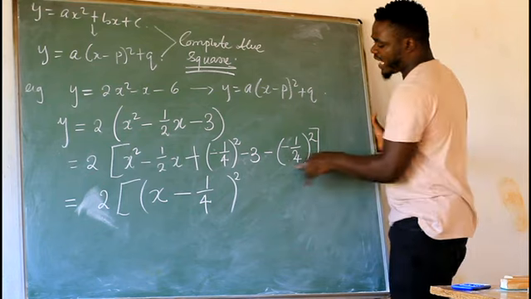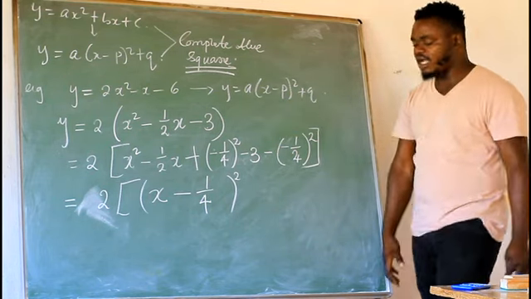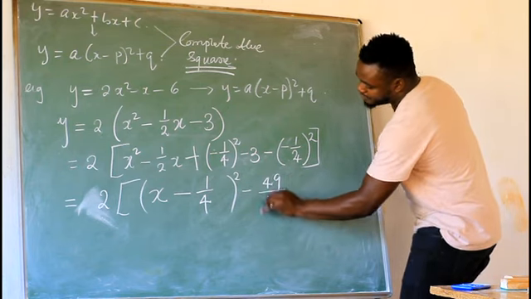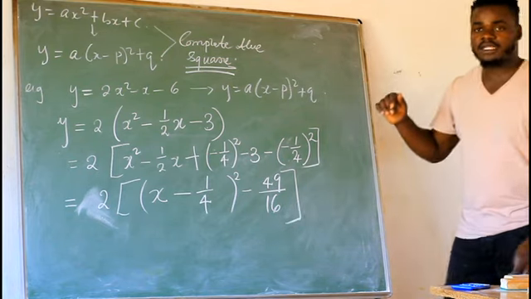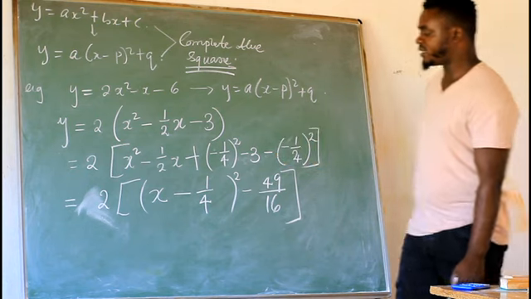Then we come to this side. You move to your calculator this side. If you use your calculator, it's going to be negative 49 over 16. You can verify it with your calculators. If you move into the calculator, you're going to have something like that.